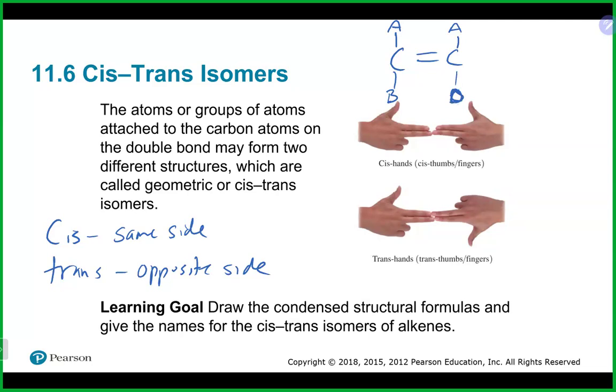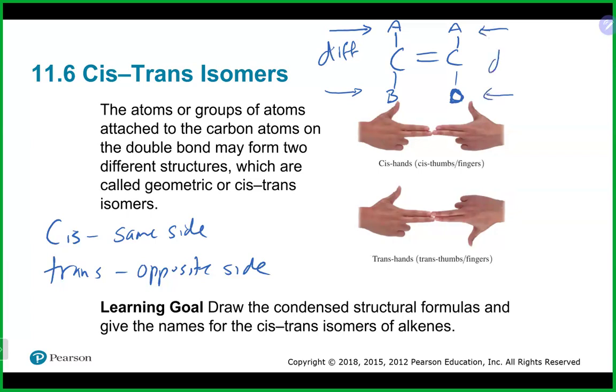Now, if A, B, and D here are groups attached to those carbons, there are a couple of really important things to look at if you're trying to decide whether there could be a cis or trans isomer. There are two things you have to look at to determine if it's even possible. It is possible not to have a cis or trans isomer when you have a double bond. The first thing to look at is: on the same carbon in the double bond, are those groups different? Do you have different groups on the same carbon, on both sides?